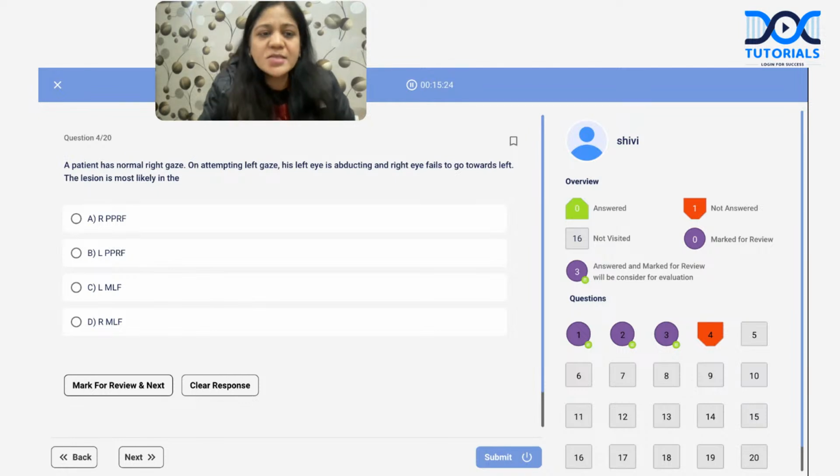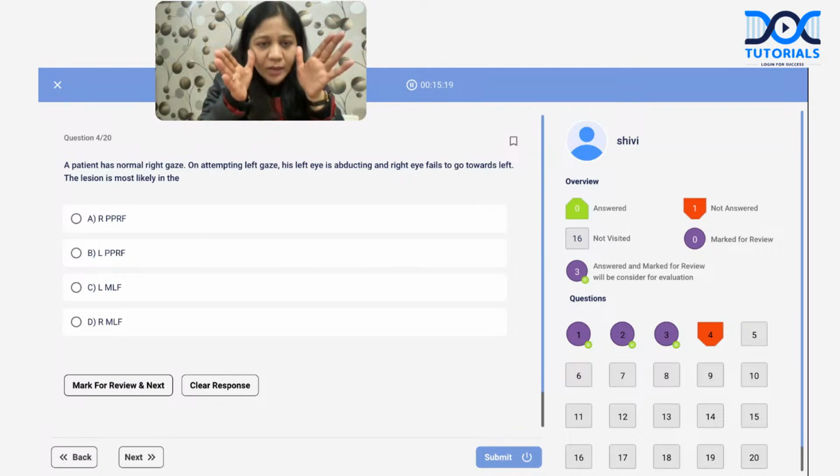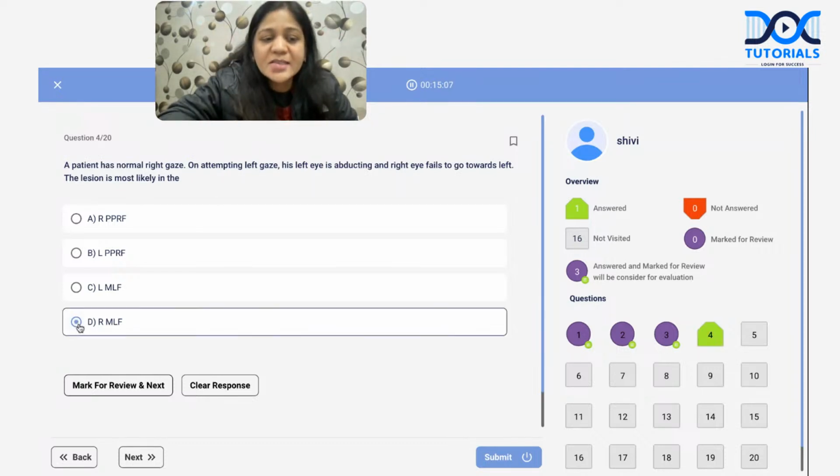Now, a patient has a normal right gaze. Right gaze matlab aise dekha to absolutely normal. Now attempting a left gaze, his left eye is going here, but right eye is not going here. See, one gaze is normal, another gaze mein this is normal, but this is not going. So definitely this is going to be a right-sided MLF lesion.